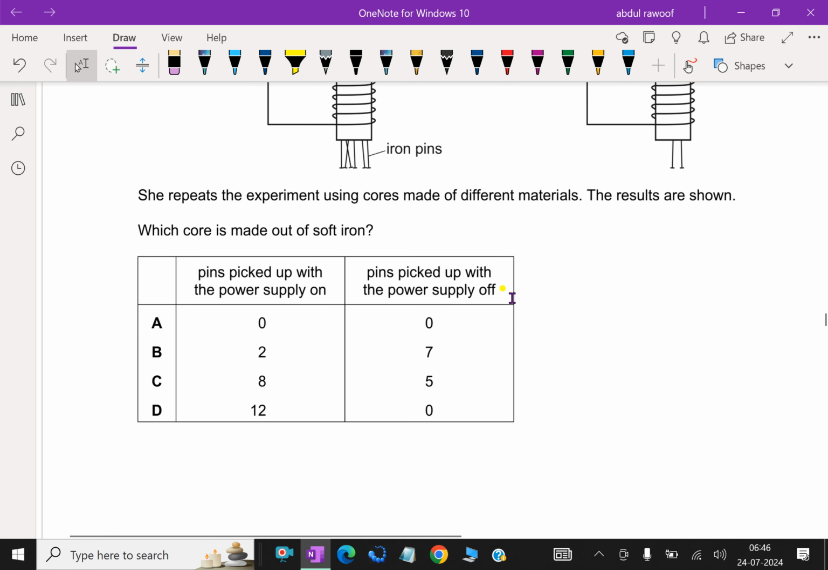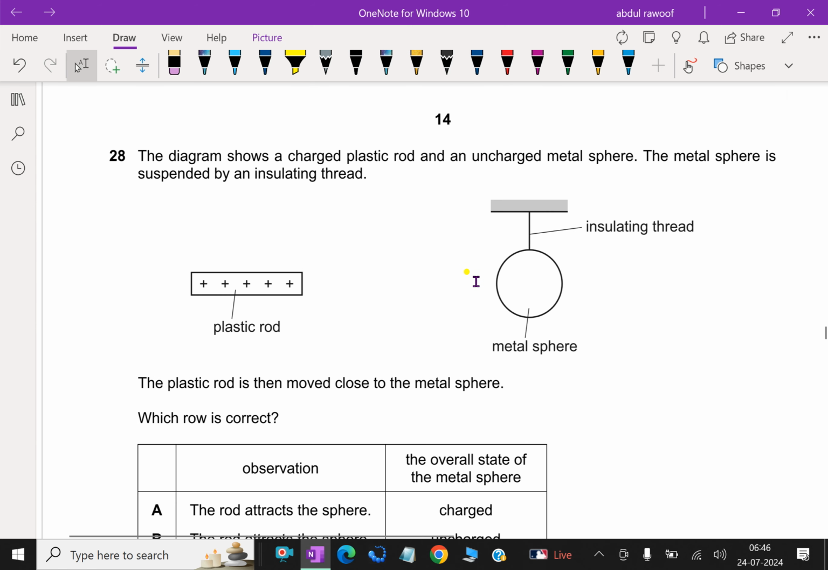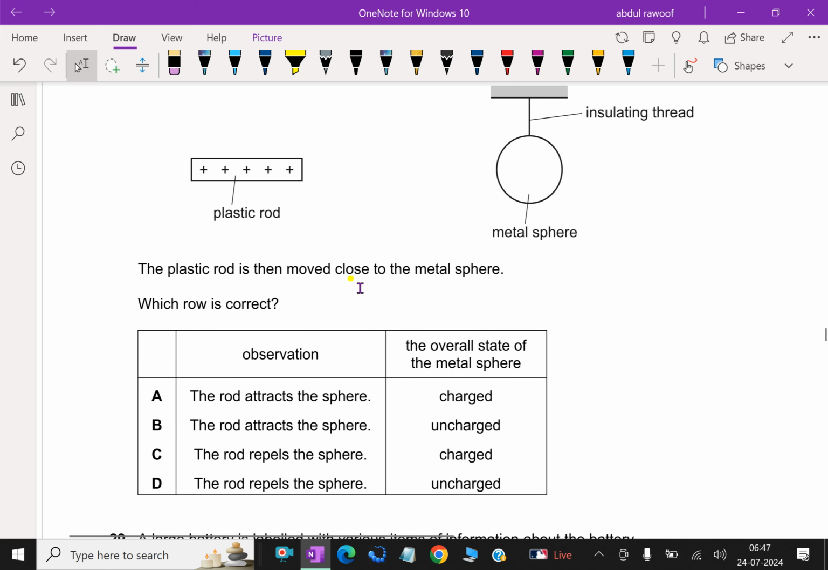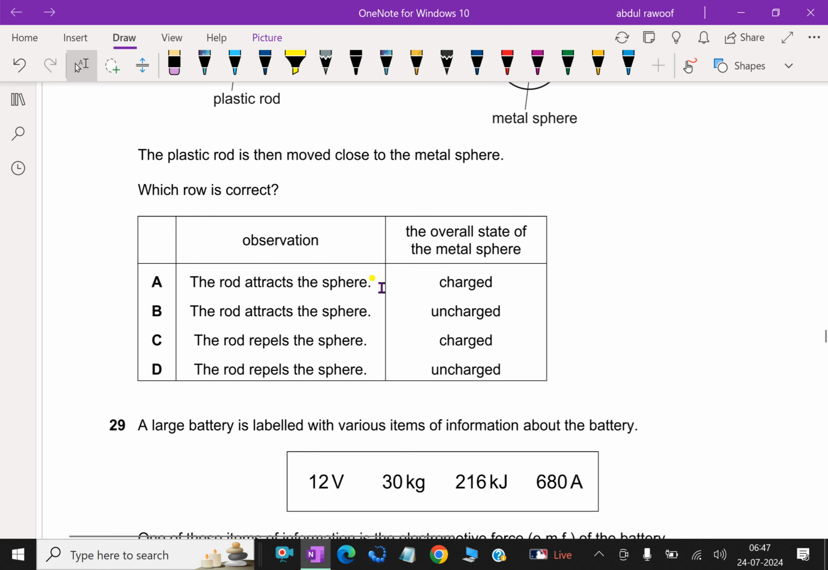Question 27. This diagram shows a charged plastic rod and an uncharged metal sphere. The metal sphere is suspended by an insulating thread. The plastic rod is then moved close to the metal sphere. What happens in this condition? Look here. The rod attracts the sphere, though the sphere is uncharged. So this is the correct option.